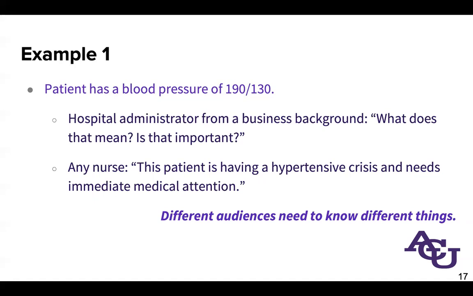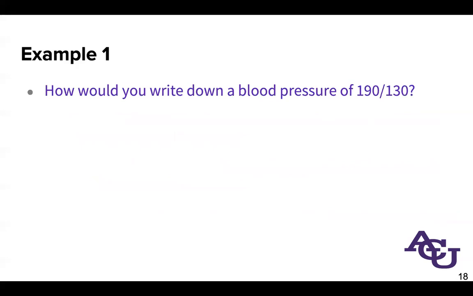There will be some cases in the nursing programs where the assignment instructions will say, this is who your audience is. And so you'll be able to leave out some things. But in general, most assignments, you'll be writing for that specific audience that doesn't have a background in nursing. And so we need to explain some things. So here's the question. If the patient has that blood pressure, how would you write it down? Well, on a chart, you might write 190 over 130 or 190/130 mmHg, millimeters of mercury.